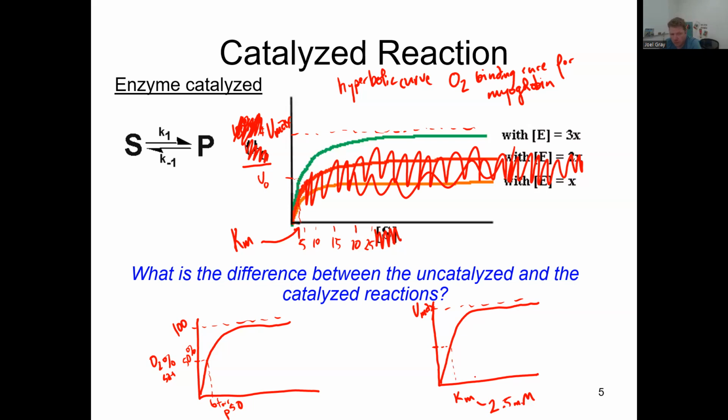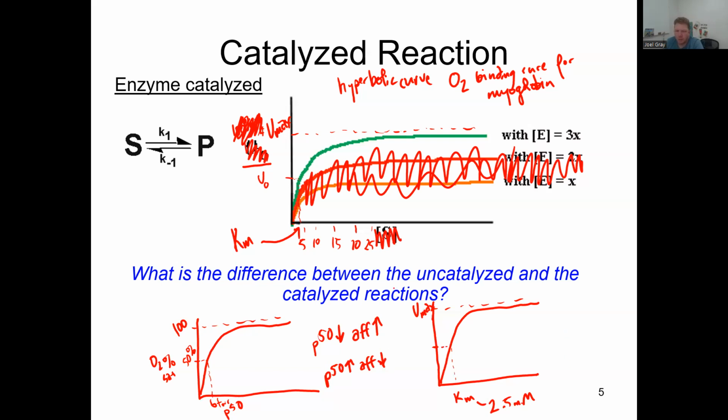Essentially, what's important to understand is the similarities between these graphs. If you remember, when P50 goes down, what does that mean about that oxygen binding protein's affinity for oxygen? Well, if the P50 goes down, the affinity goes up. If the P50, on the other hand, goes up, what happens to your affinity? That goes down.